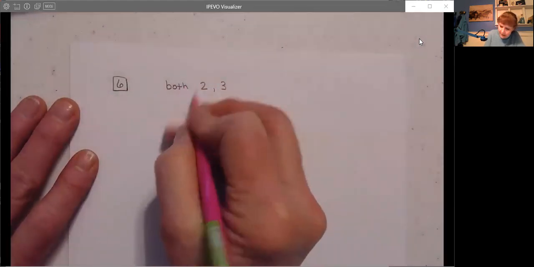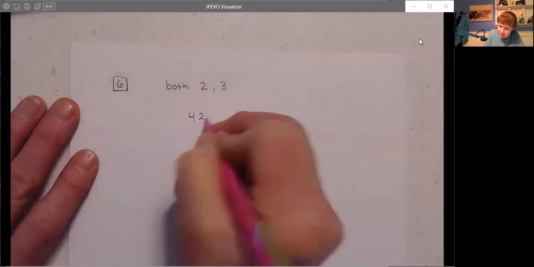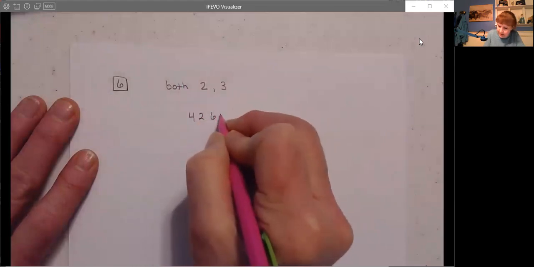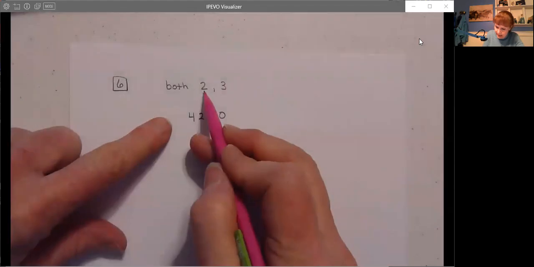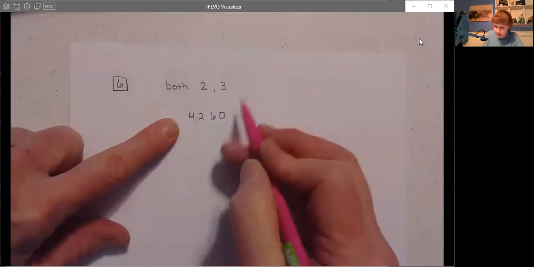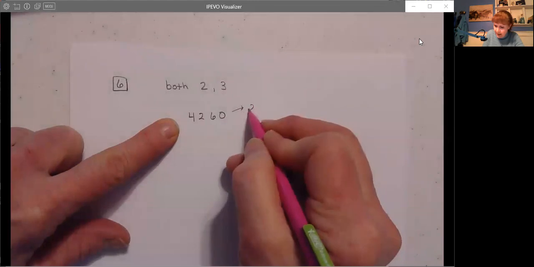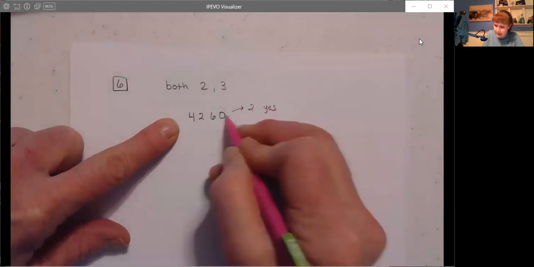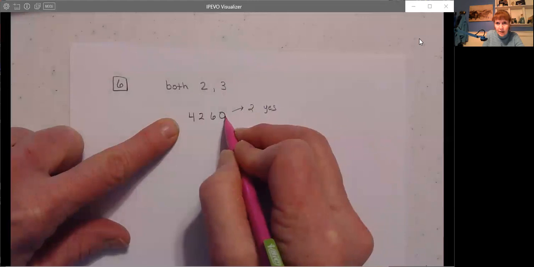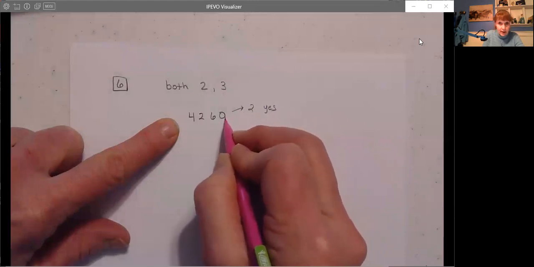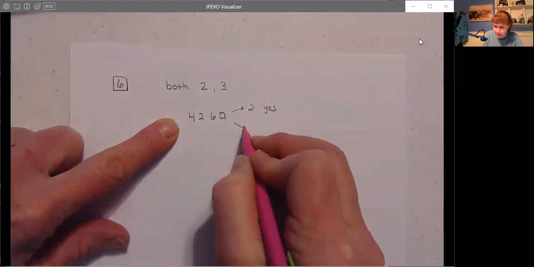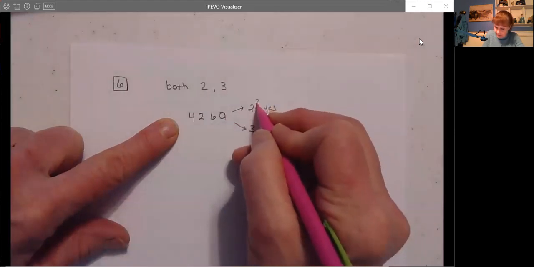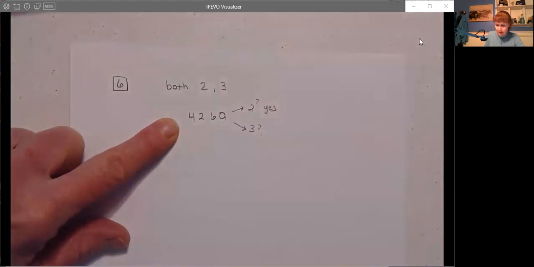I'm given an example. Let's say we have 4,260. Is this divisible by 6? Well, it is divisible by 2. All right, so it's divisible by 2. That's a yes, because the last digit is either a 0, 2, 4, 6, or 8. So it is divisible by 2. Is it divisible by 3?